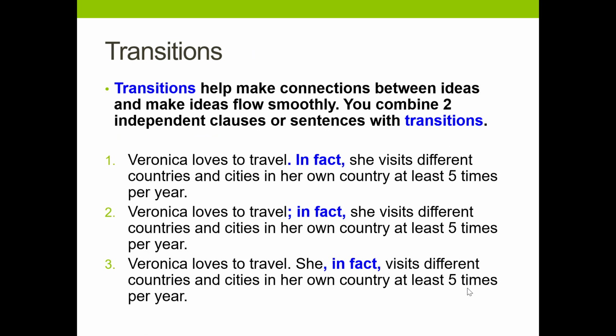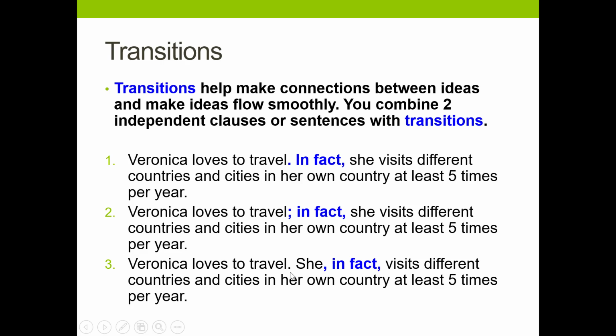The last type of sentence structure we're going to look at are transitions. Transitions help make connections between ideas and make ideas flow smoothly. You combine 2 independent clauses or sentences with transitions. Here are some examples. Veronica loves to travel, period. In fact, she visits different countries and cities in her own country at least 5 times per year. So you use these transitions to combine just in between 2 sentences. You can have a period or a semicolon, or it can even come after a subject.